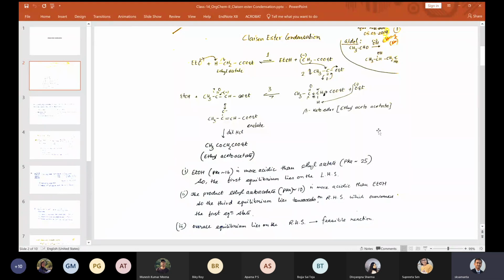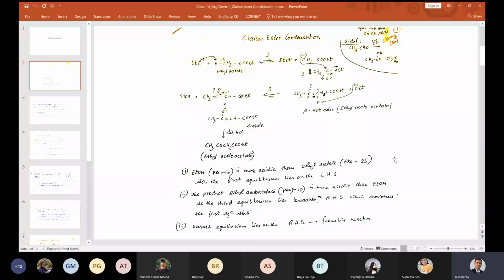Now let's see what happens in these three reactions. There are actually three steps involved. This is your first step, this is your second step, and this is your third step. Here you generate an ethanol and a negative charge, and here you have ethoxide and this compound ethyl acetoacetate. What is seen is that ethanol's pKa is 16, which is more acidic than ethyl acetate, whose pKa is 25. So ethanol is more acidic than ethyl acetate.